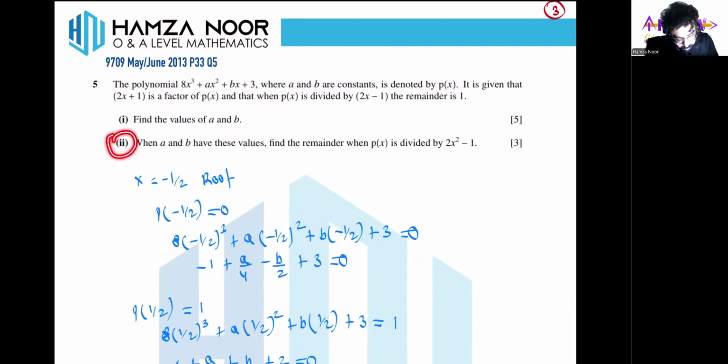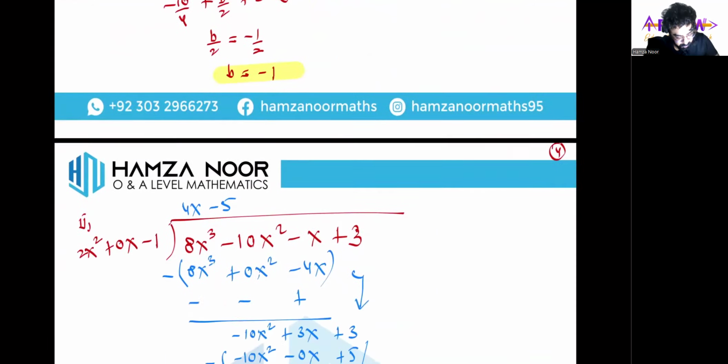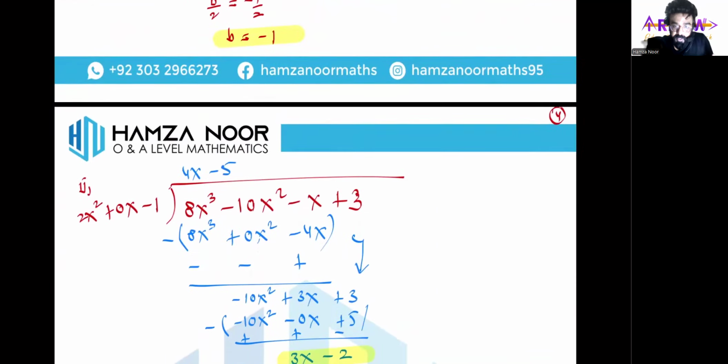After this, we have part 2, which says that when a and b have these values, find the remainder when polynomial p(x) is divided by 2x squared minus 1. Okay, so in part 1, we have found the values of a and b. a is equal to minus 10 and b is equal to minus 1. So we are just going to simply put these values into the polynomial.